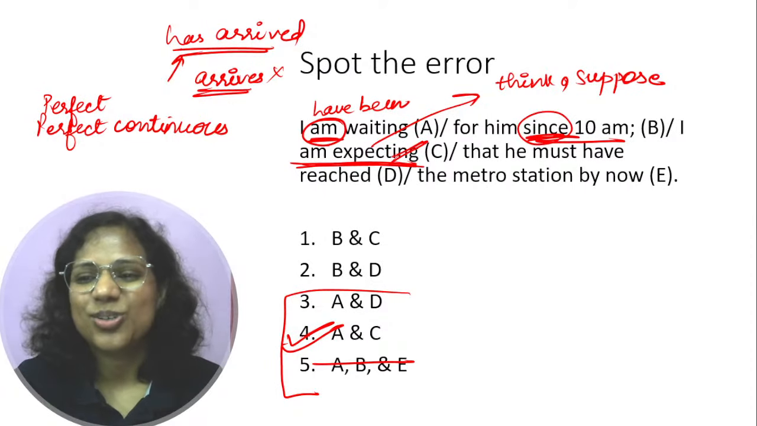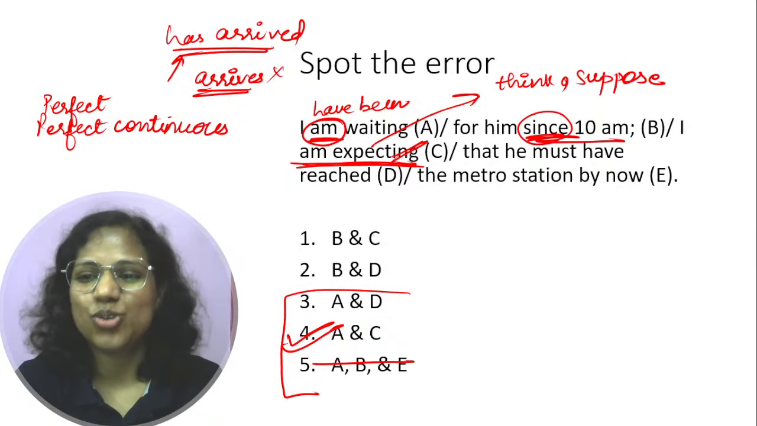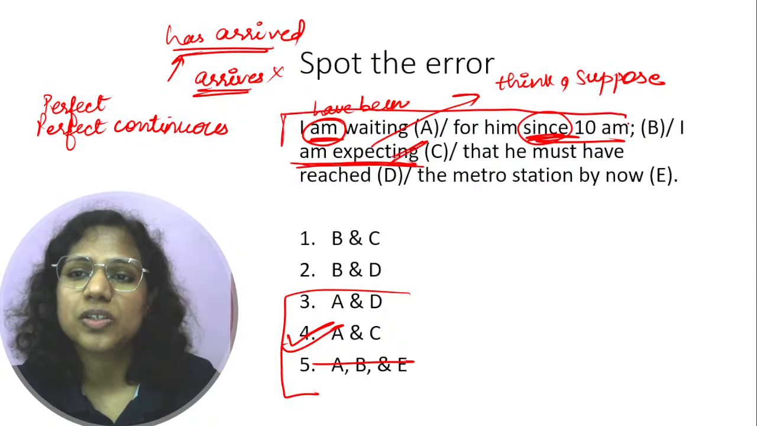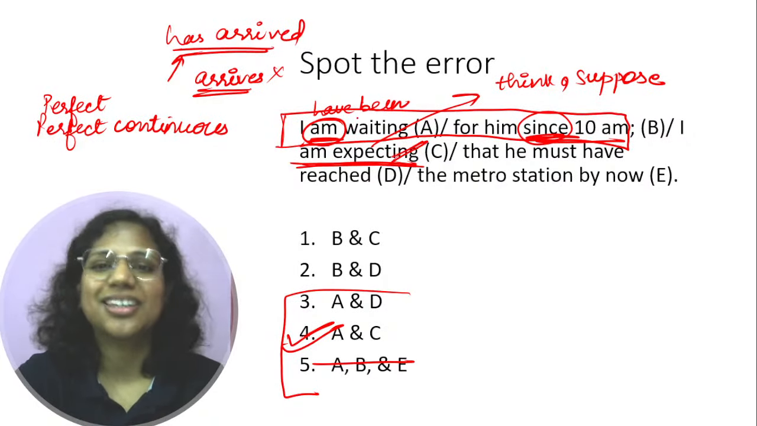Okay, so C was subtle, but A was a glaring error. You should have spotted it. Why I framed this question? I have seen a lot of people using this. I am doing this since so and so time point. That's incorrect.